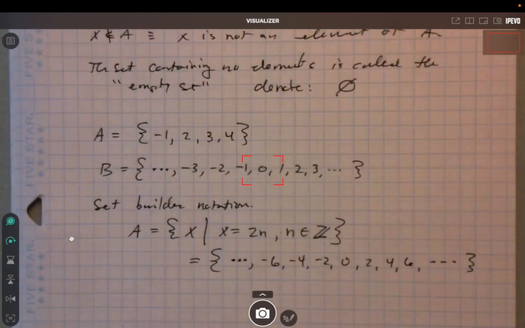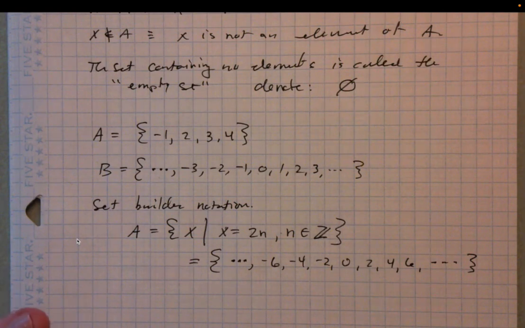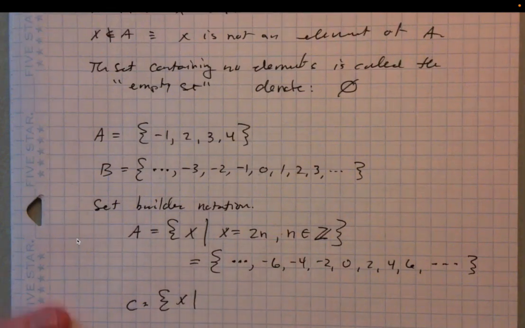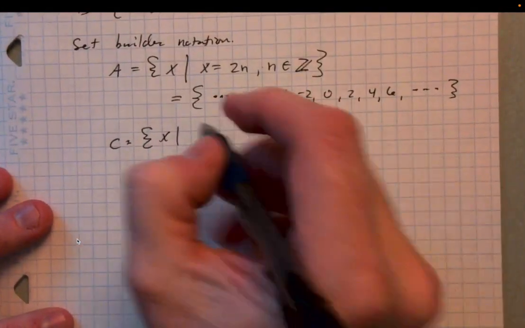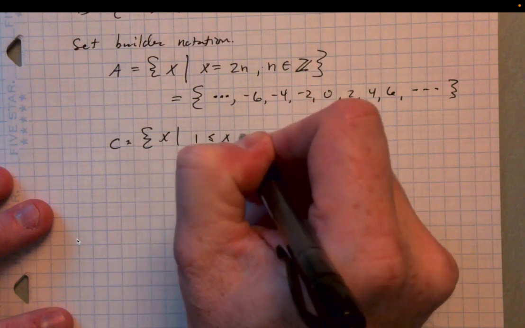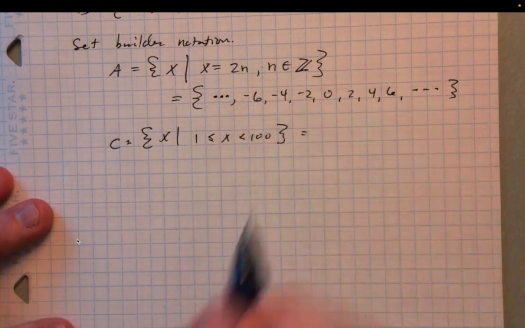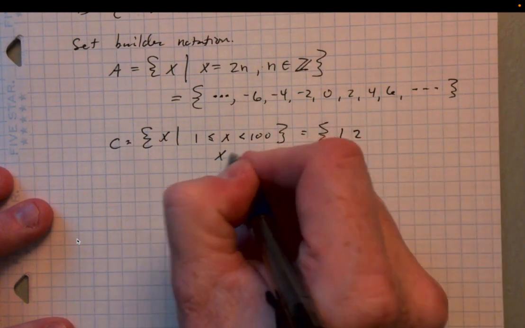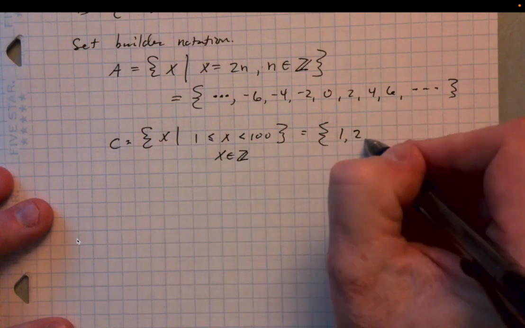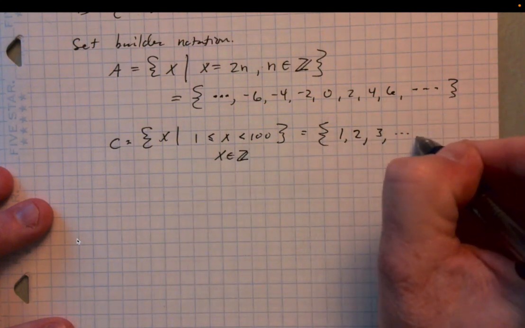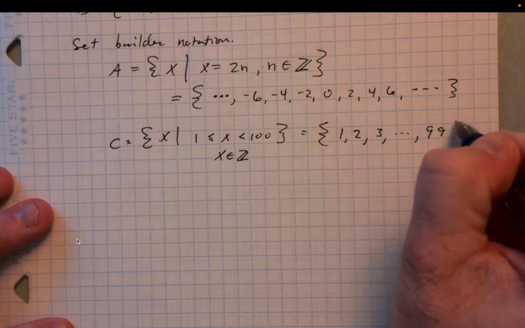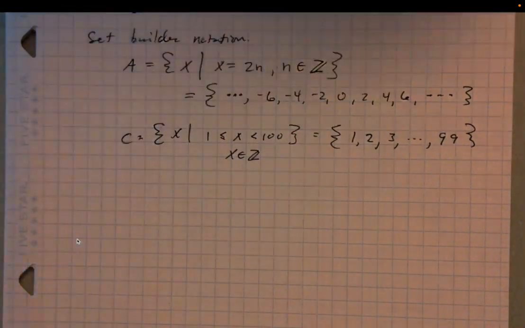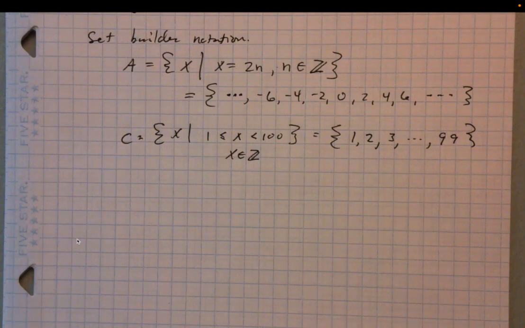Another example would be something like this. C is equal to the set of all x such that x is between 1 and 100. Of course, this would be just the set 1, 2, oh, and maybe we should say x is an integer as well. 1, 2, 3, and so on up to and excluding 100. Notice the inequality there. These are just different ways to write sets.